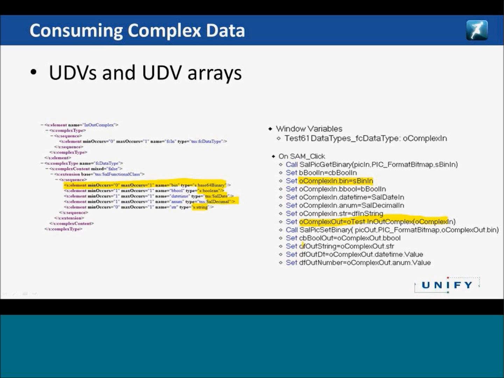And the same is true for UDV arrays. Before calling the web service, you would have multiple lines. You would set O complex in dot bin element 0 equals, and then element 1, and then element 2, and so on. And you can then pass and receive UDV arrays. And I will show you that in an example very soon. Here we go.